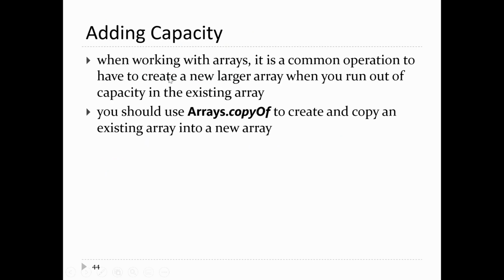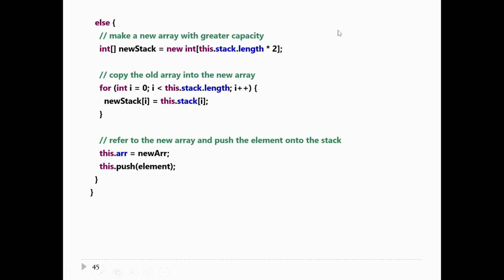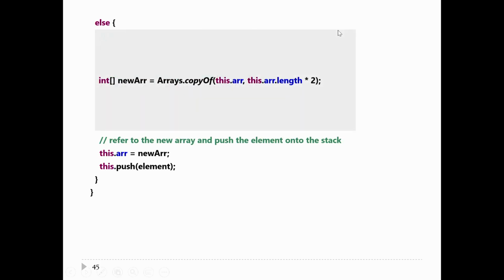Okay. So when working with arrays, it's a common operation that you have to make a larger array when you run out of capacity in the existing array. It's so common that the people who made the standard library gave you a method to expand the size of the array for you. If you use Arrays.copyOf, that will create and copy an existing array for you. So all of this code here can be replaced with one line of code here, which is a lot easier.